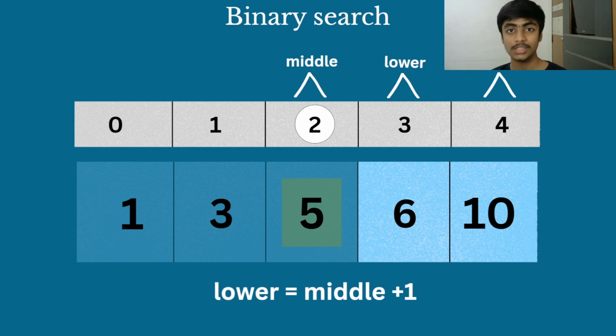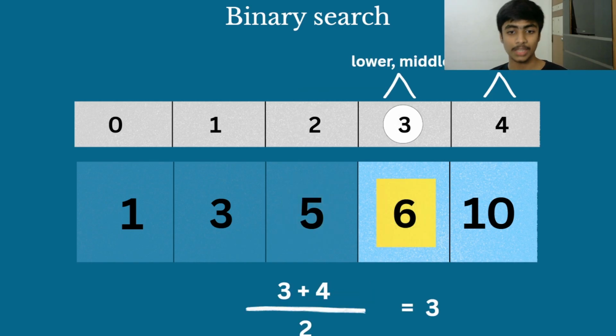And this makes sense. Since we're ignoring all elements before the middle index, we're going to change our lower limit to the index right after the middle index. So our lower limit is going to become 3. Now we're going to repeat the same process. We're going to find out what is the middle index for this part of the array. So the middle index is just going to be the lower plus upper by 2. 3 plus 4 by 2.